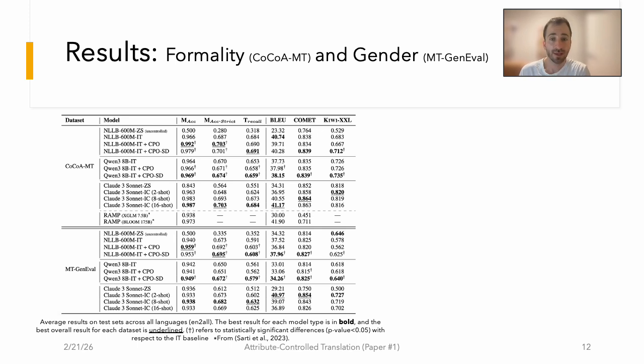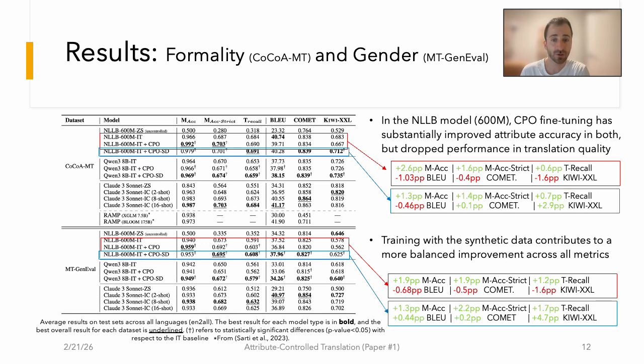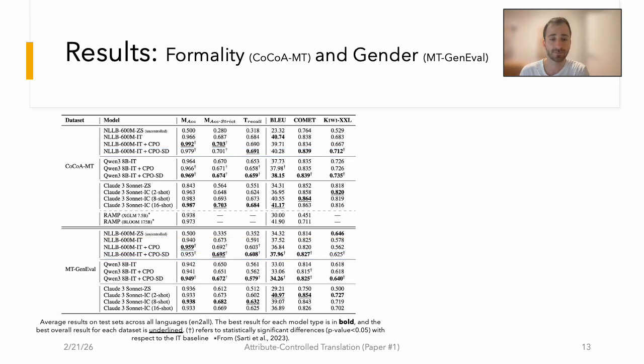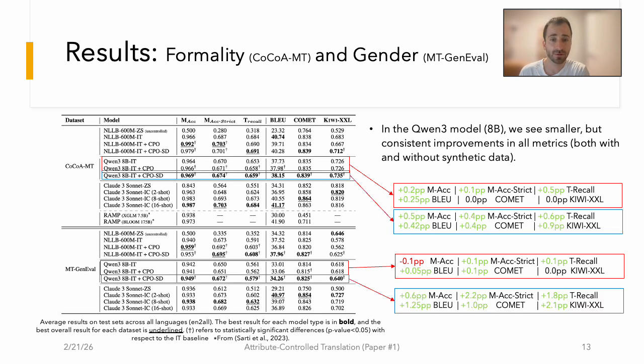We want to highlight that with the NLLB model, CPO fine-tuning has substantially improved attribute accuracy in both datasets, but with a drop in translation quality. Instead, we show that when we use CPO with the synthetic data, the model obtains more balanced improvements across all metrics. Qwen3 sees smaller but consistent improvements in all metrics, but clearly the improvement is larger when we use the proposed synthetic data with preference optimization, obtaining statistically significant improvements.